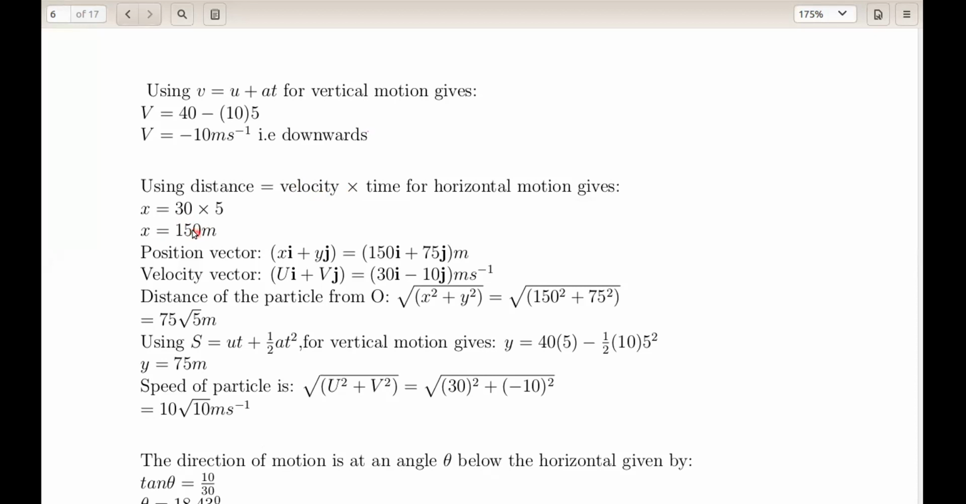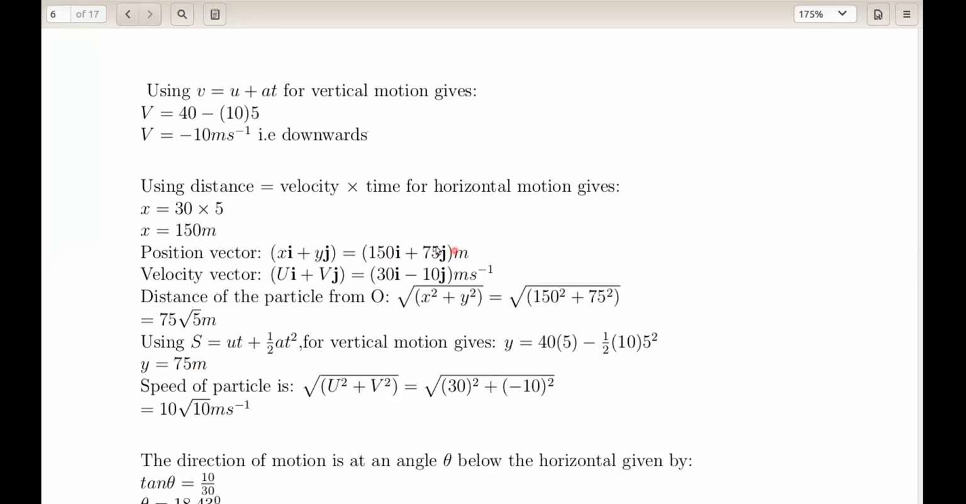Then I come here to find the vertical displacement. Vertical displacement of the body at any time t, we can use the second equation of motion, where our S becomes the Y, our U is 40, the initial vertical component of velocity, the time is 5 seconds, the acceleration due to gravity is negative 10, then the time is 5 squared. So when you sum, the vertical displacement at time t, which is now 5 seconds, is 75 meters. I have obtained the horizontal and vertical displacement after 5 seconds. So I can get my position vector, which is 150 for horizontal and 75 for vertical. So this is the position vector after 5 seconds.